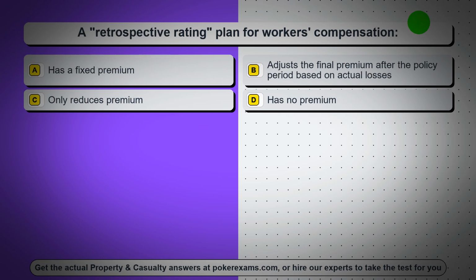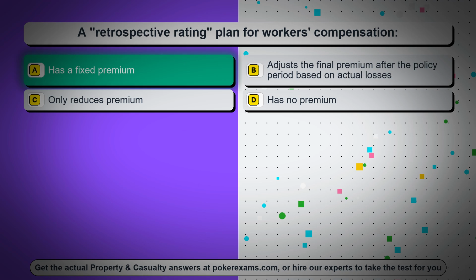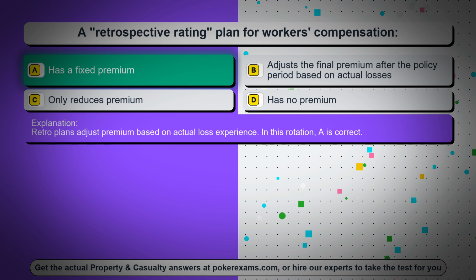Question 34. A retrospective rating plan for workers' compensation: Option A, has a fixed premium. Option B, adjusts the final premium after the policy period based on actual losses. Option C, only reduces premium. Option D, has no premium. The correct answer is option A, has a fixed premium. Retro plans adjust premium based on actual loss experience. In this rotation, A is correct.